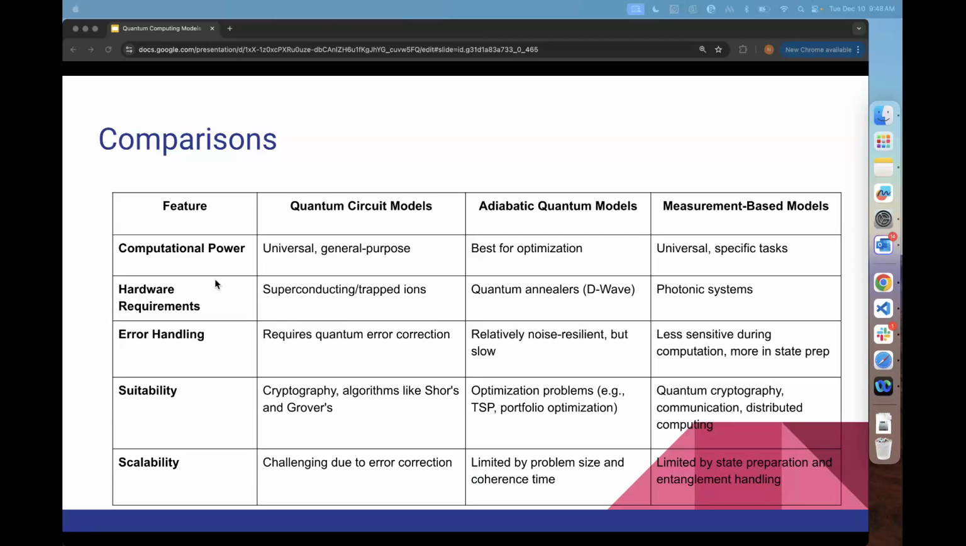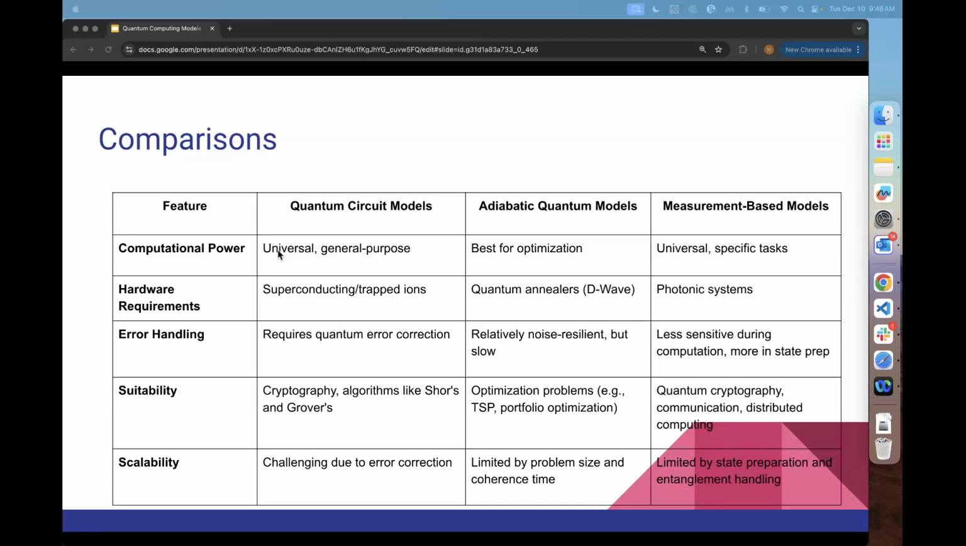So from a quantum circuits perspective, these are general purpose quantum models, and these are universal. That means you can apply these quantum circuits to solve most of the problems out there. And their hardware requirement is superconducting qubits or trapped ions. But more often than not, you have this issue with quantum circuit models where you have to take care of quantum error correction, which is a huge hurdle at the moment.